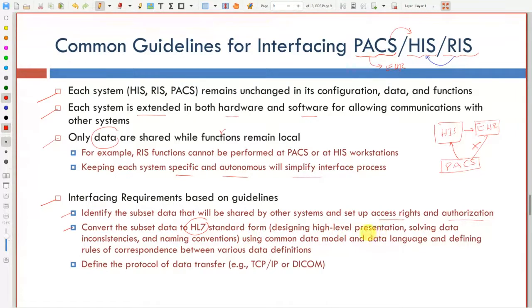High-level presentation means how the information will be presented to the user. Solving data inconsistencies: for example, if you receive different pieces of information and you find that there is an inconsistency between them, for example, if you get some piece of information from RIS and from HIS or from EHR, you need to be able to resolve any problems that might occur there.